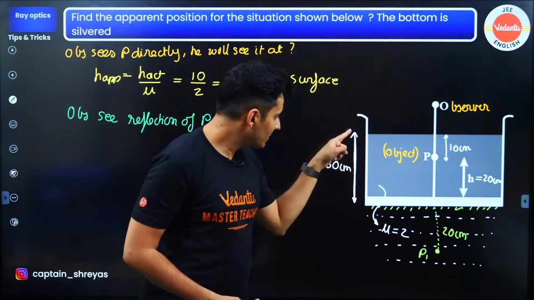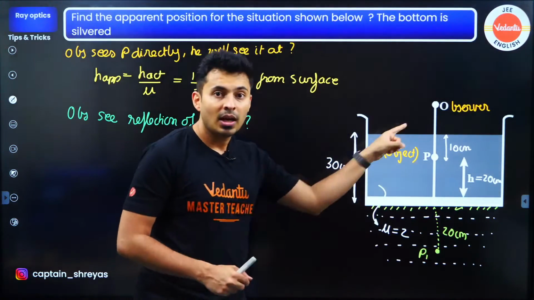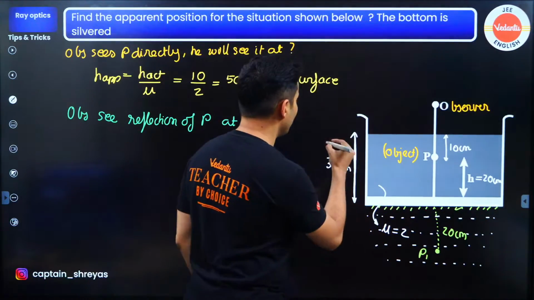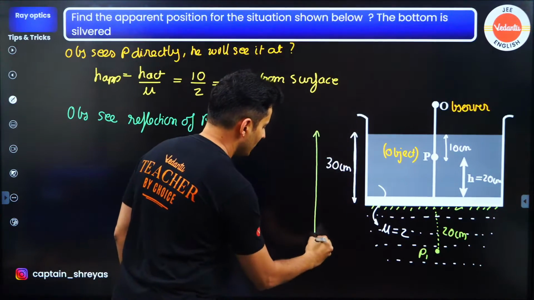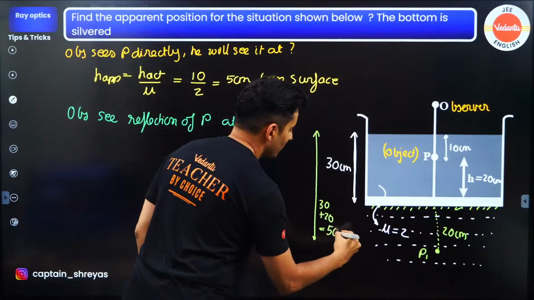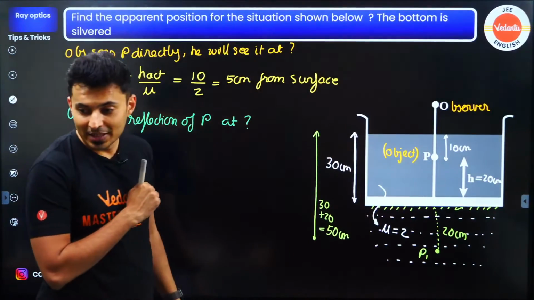In fact, at a distance of 30 plus 20, you can measure that right from here, guys. Right from here, it is 30 plus 20, which is at a distance of 50 centimeters deep inside.